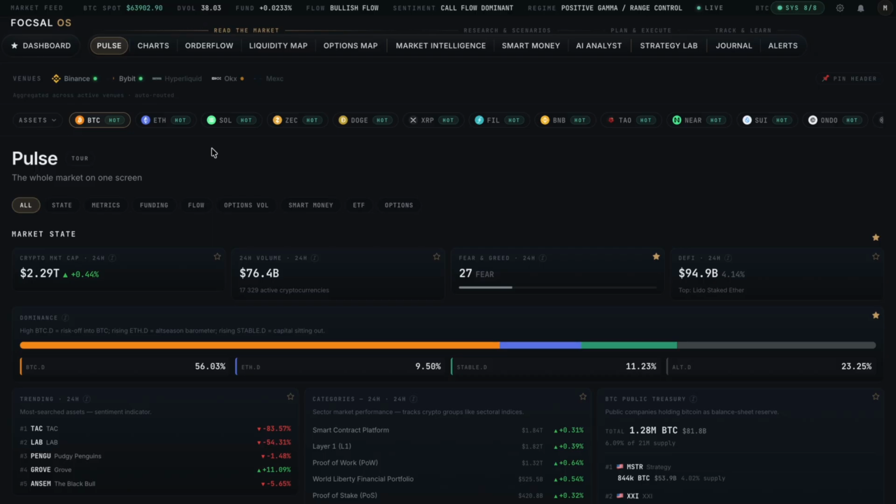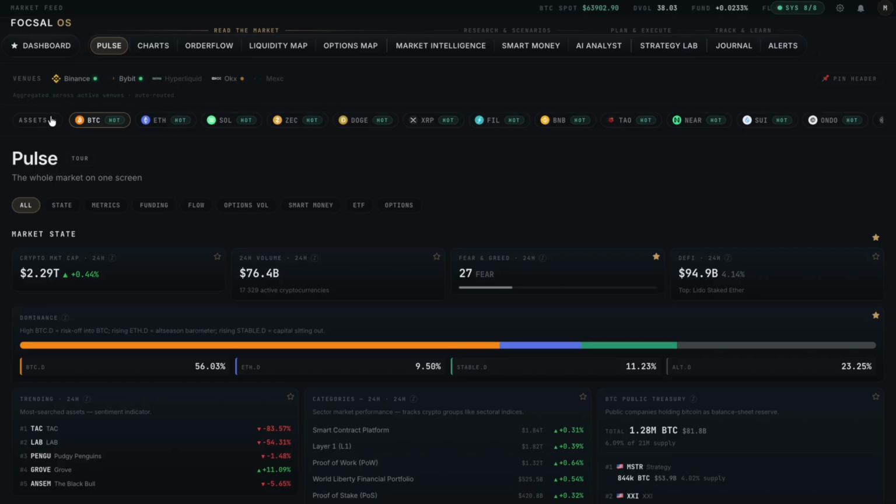Just under the bar, you can see the data status. FOCSAL doesn't rely on a single exchange. It combines data from multiple venues at once, cross-exchange, and shows it as one coherent view of the market. A green dot means data from that source is streaming to you live.